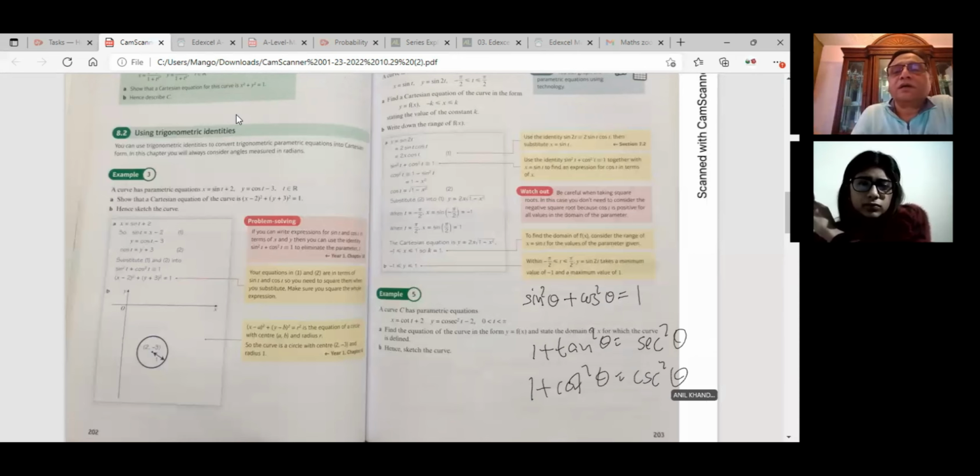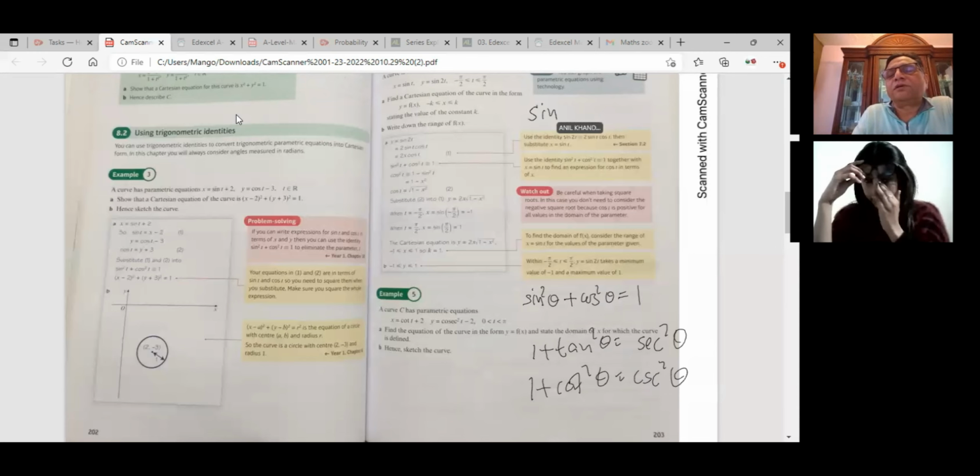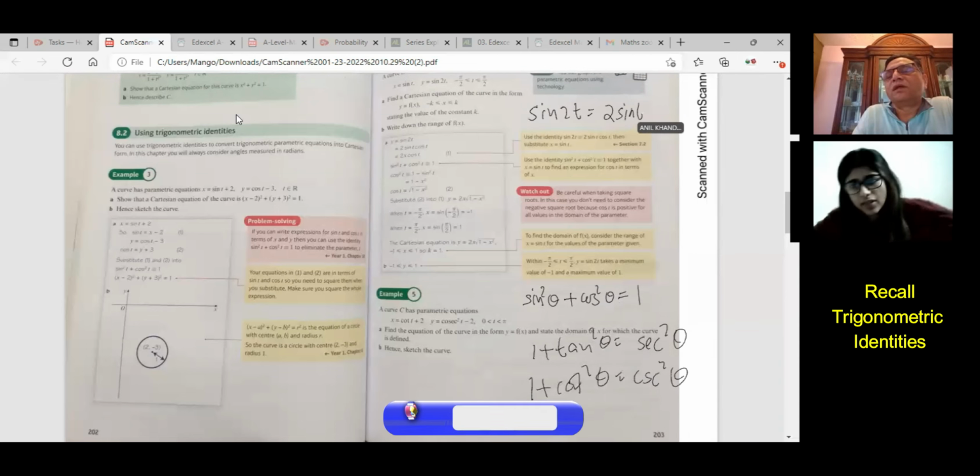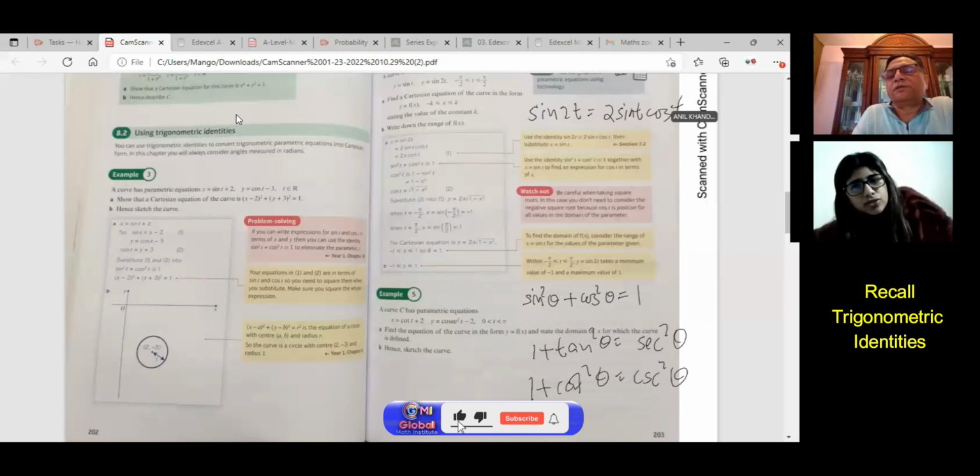The other ones are the double angle formulae. So we say sine of 2t is 2 sine t cos t, correct? And cos of 2t can be written in 3 different forms.